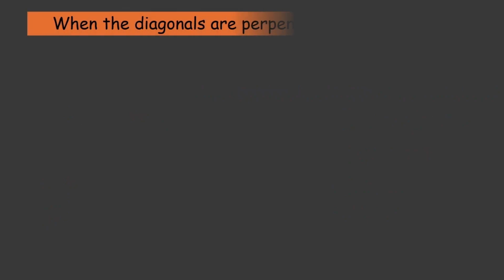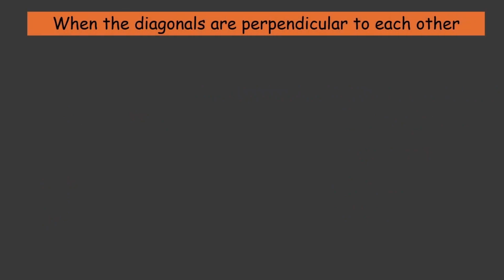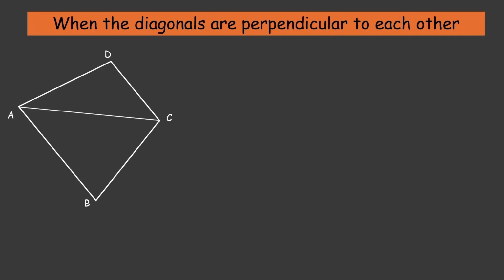Now let us look at the second case, when the diagonals are given to us and it is given that the diagonals are perpendicular to each other. So in this quadrilateral, we know the length of AC and DB and we know that they intersect at 90 degrees. That is, the diagonals are perpendicular to each other. So we know that AC is D1 and DB is D2.